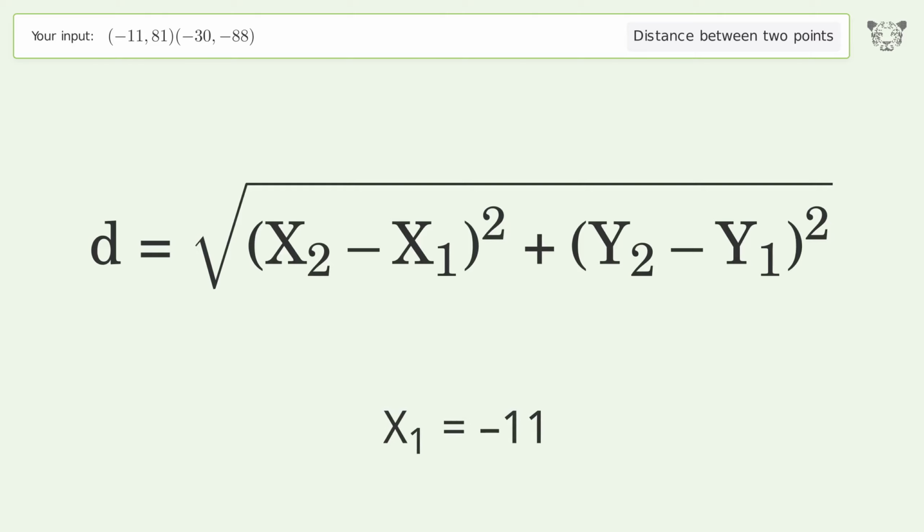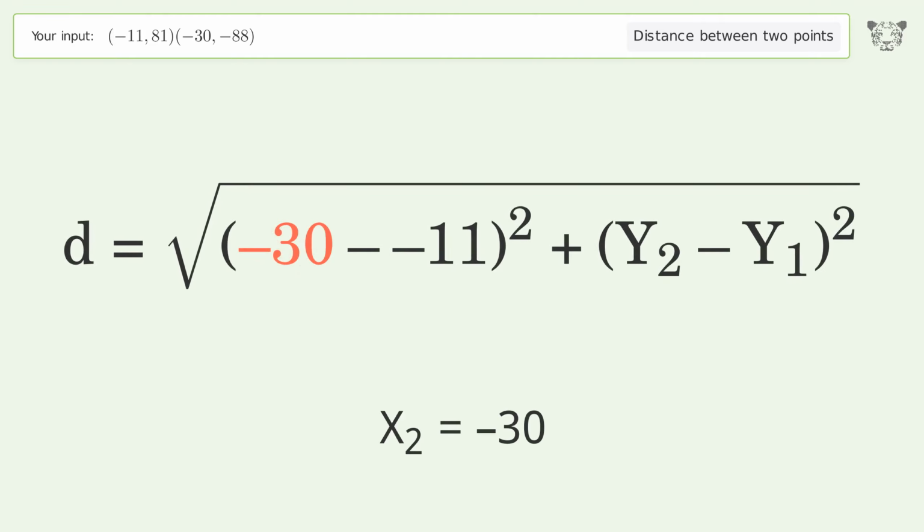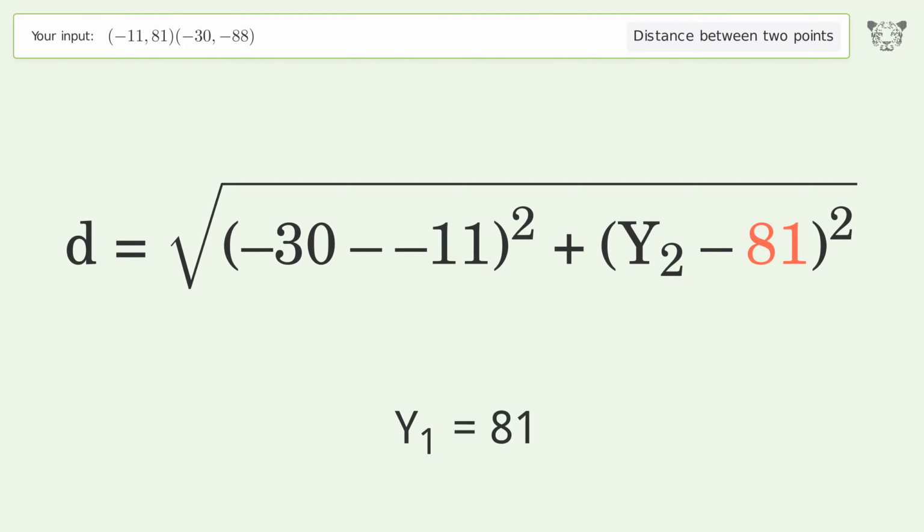x1 equals -11. x2 equals -30. y1 equals 81. y2 equals -88.